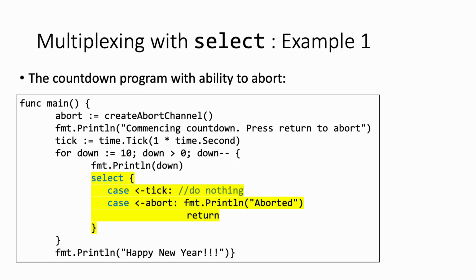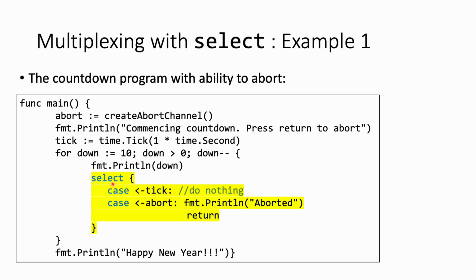Here is the first example of multiplexing with the select statement. This is a correct version of the countdown program with ability to abort. It modifies the previous version of the countdown program with abort by using a select statement instead of sequentially receiving from channel tick and channel abort in the for loop.